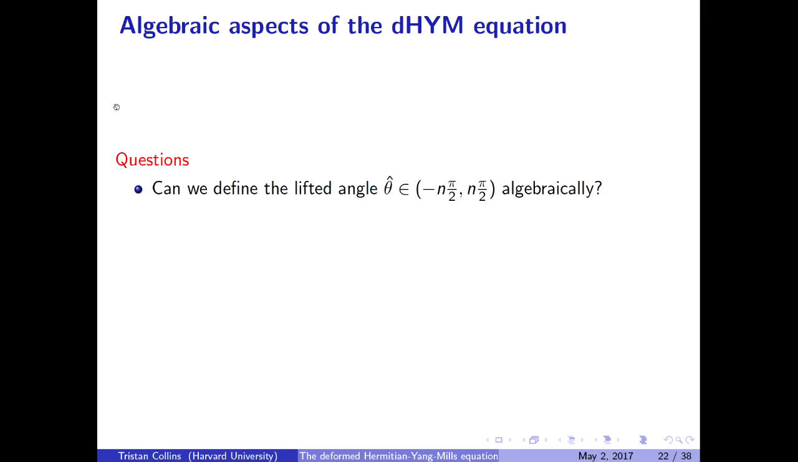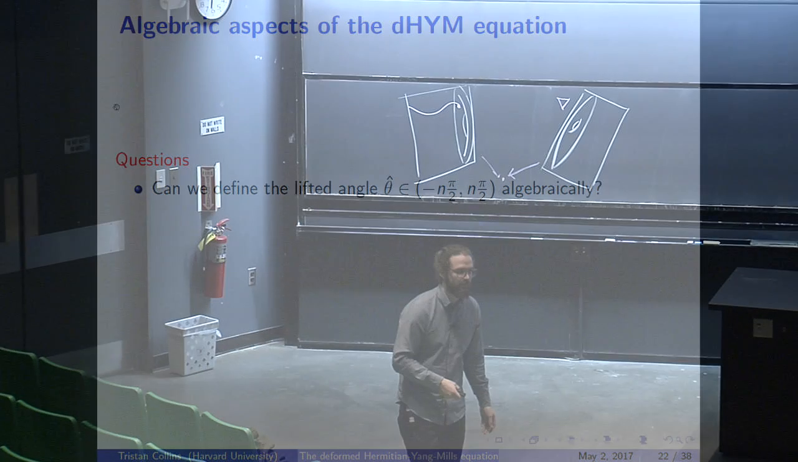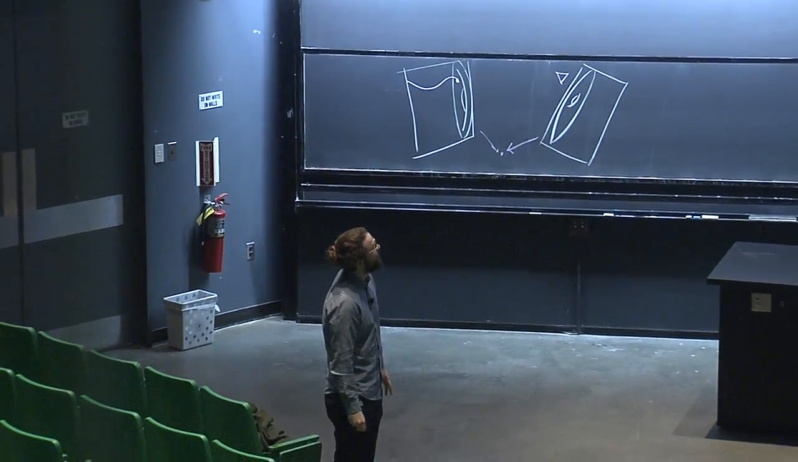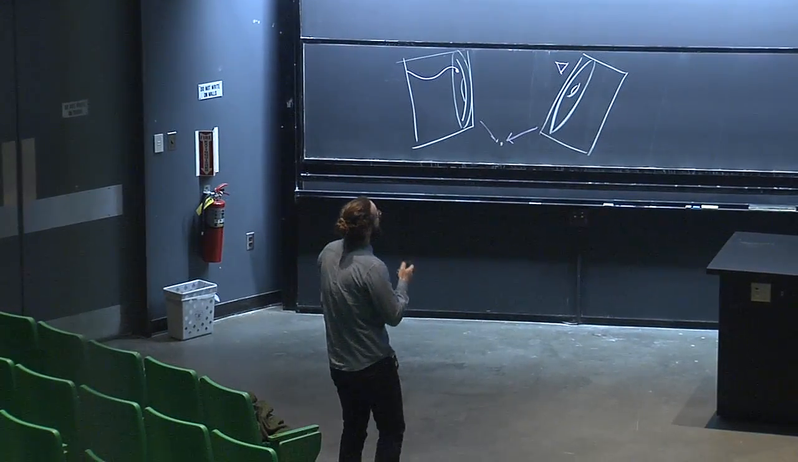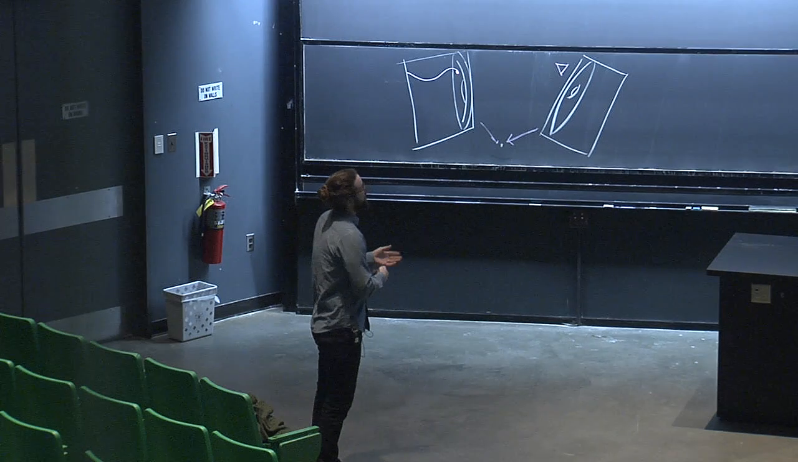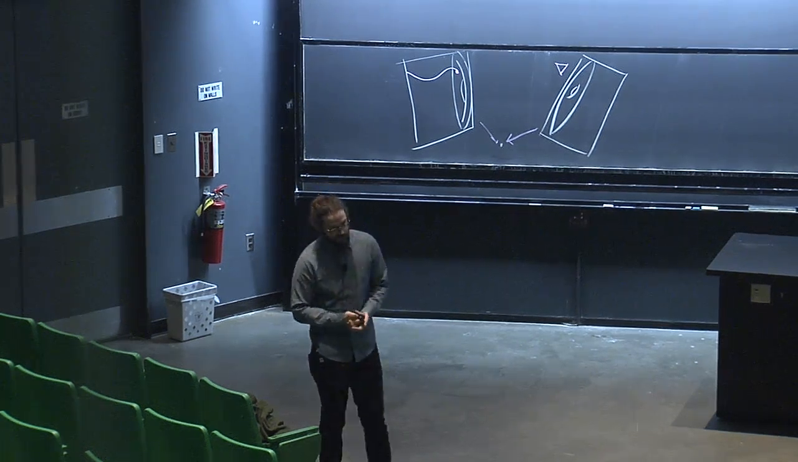Okay, so there are some questions that we need to address. The first question is, can we compute this angle algebraically? Is there some way to figure out what this angle is which doesn't depend on you knowing somehow that you have one of these nice (1,1)-forms? The second question is, are there algebraic obstructions to the existence of solutions?